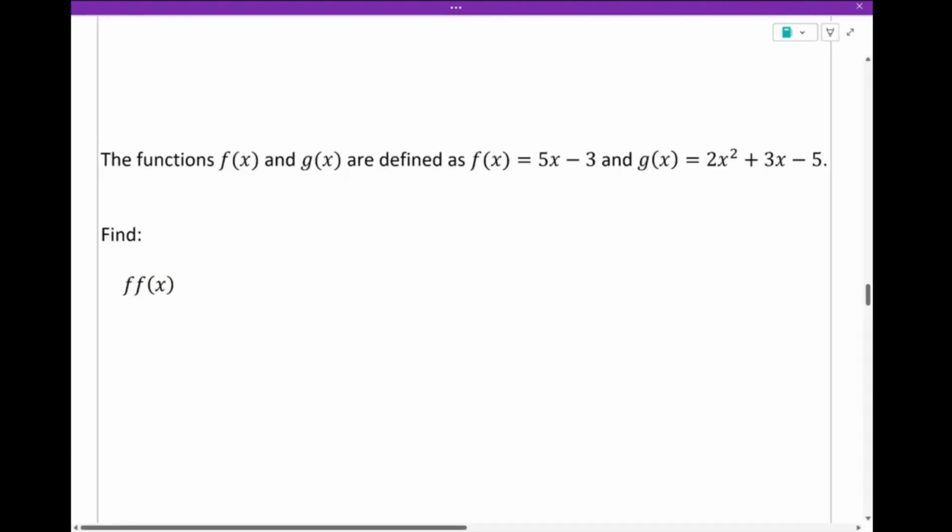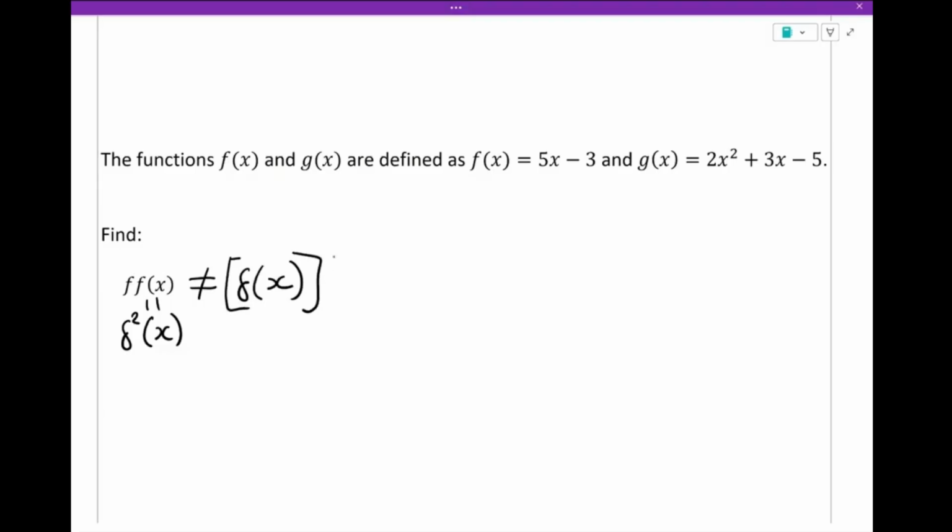Okay, so the final composite function I'm going to find using our f of x and our g of x is ff of x. So actually, I'm not going to use the g of x. I'm just going to have to use f. Now, just to be clear, this ff of x could be written as f squared of x like that. However, this is not equal to f of x to the power of 2 like this. Okay, we are not squaring f of x.